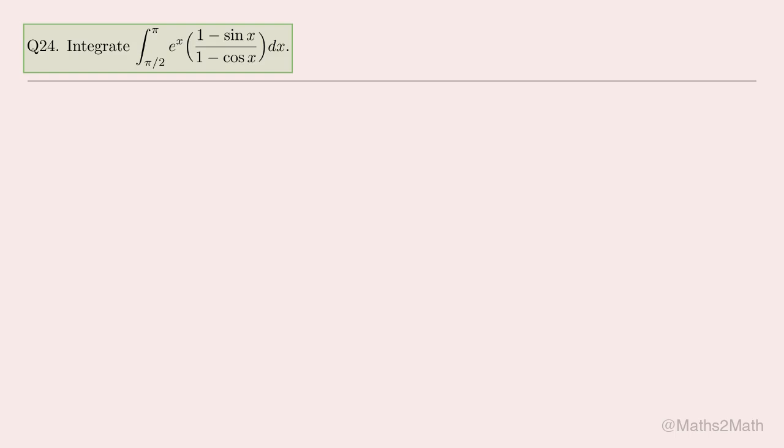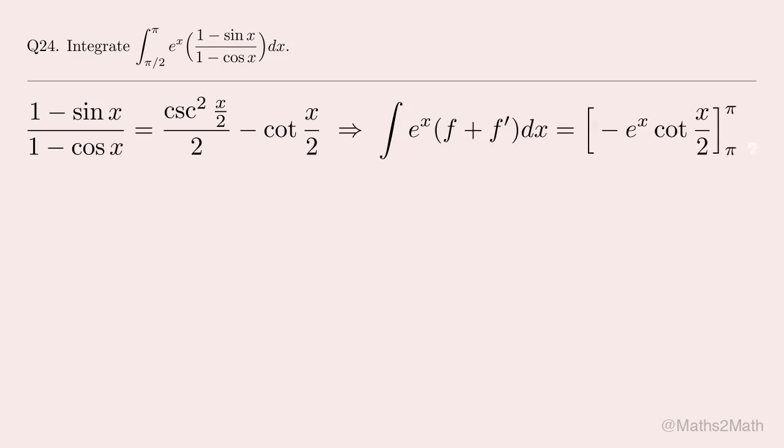Question 24, first definite. Half angles expose the e to the x pattern. F is minus cotangent of half x. The fraction is half cosecant squared minus cotangent of half x. F prime plus f with f as minus cotangent half x. Cotangent of pi over 2 is 0, of pi over 4 is 1.